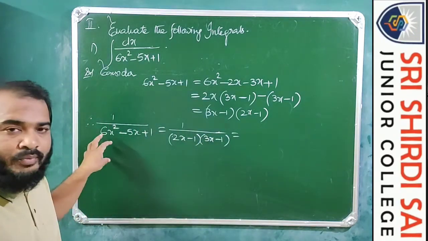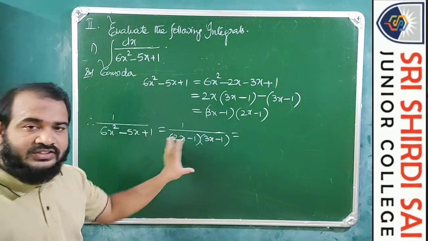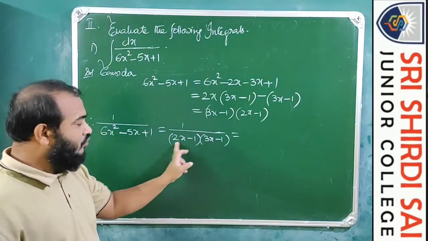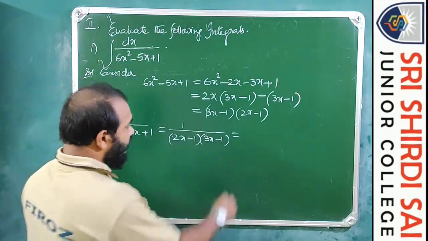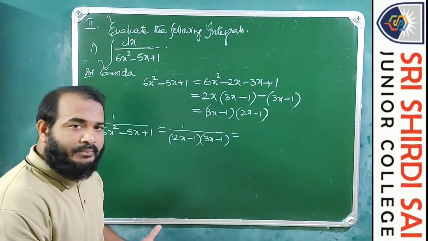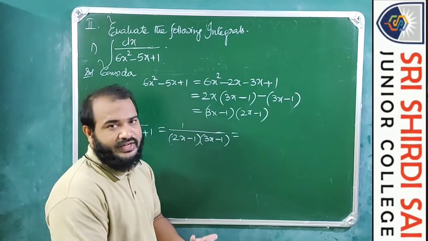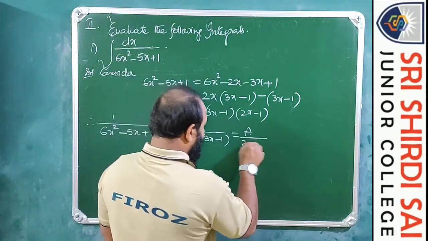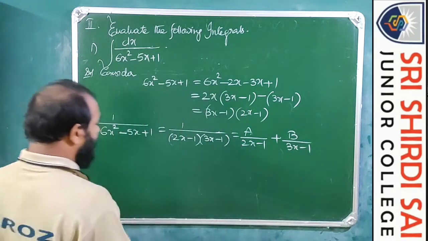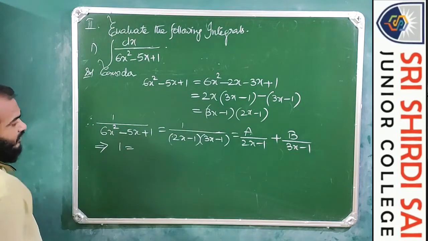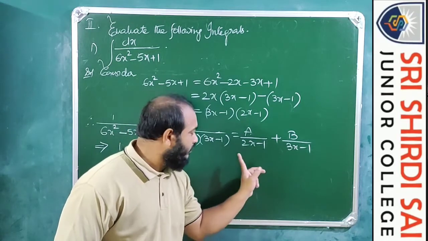So this is a proper fraction, and partial fractions is applicable for this. So 2x minus 1 and 3x minus 1 are two non-repeated linear factors, type 1. For every non-repeated linear factor, there corresponds a partial fraction of the form a by this, b by this, and a and b are to be evaluated. So a by 2x minus 1 plus b by 3x minus 1. So this implies 1 is equal to a into 3x minus 1 plus b into 2x minus 1, by (2x minus 1)(3x minus 1).